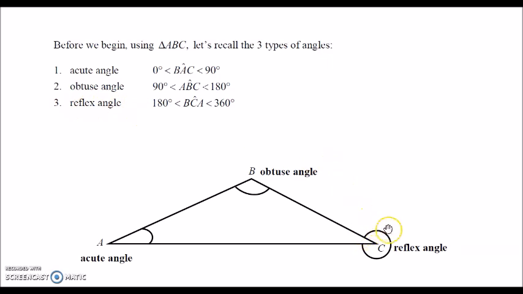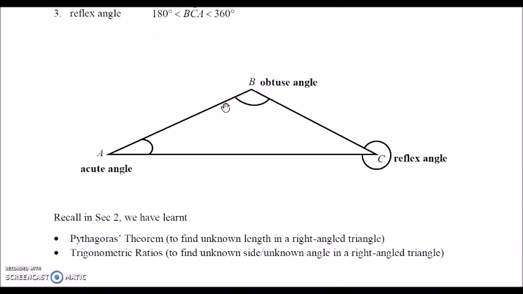The third angle that we have is a reflex angle. So if we look at this angle over here, this is a reflex angle. So this will be the reflex angle of BCA. A reflex angle basically is greater than 180 degrees but smaller than 360 degrees. So let us recall what else we have learned in Sec 2.